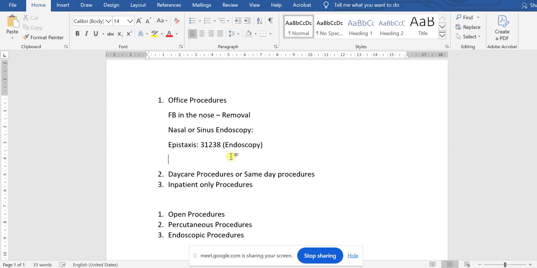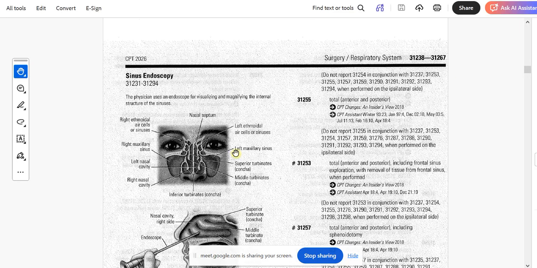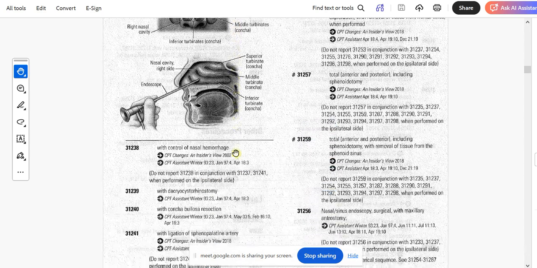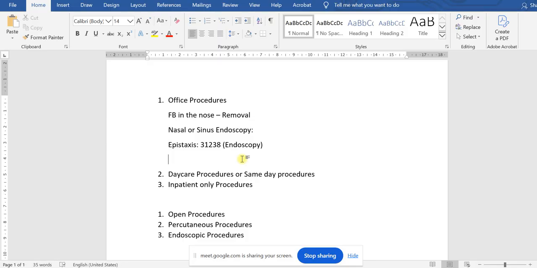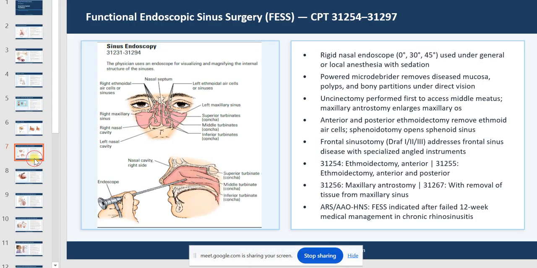But if it is done through endoscopy, the code is 31238. All right. So go through these nasal endoscopy. Then next organ within the respiratory system is larynx. Okay.